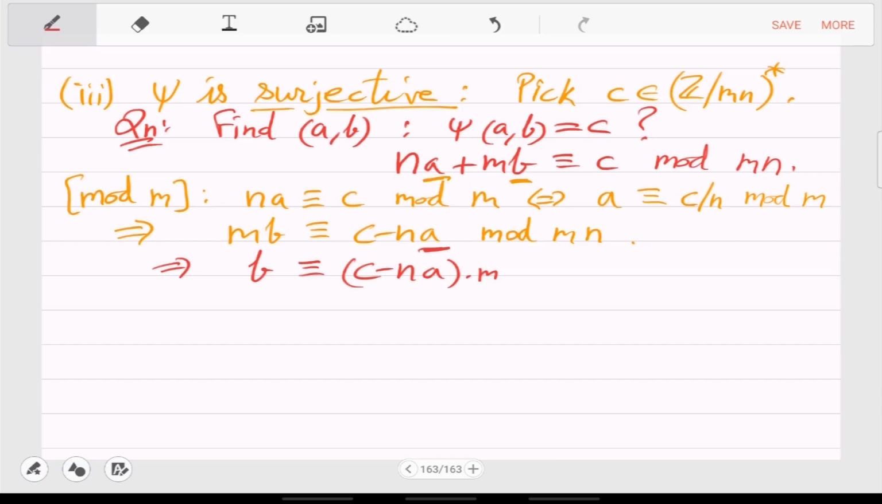Well, that's a problem. So what should we do? Yeah, so you have to think about this equation. We cannot divide by M because we are doing arithmetic mod Mn, right? So M is not invertible. What should you do?